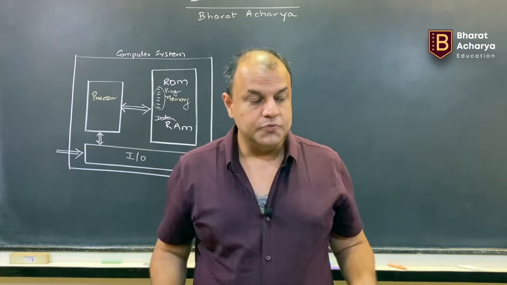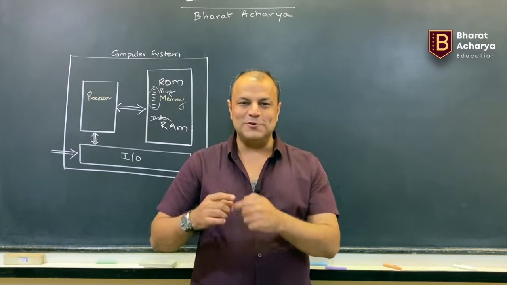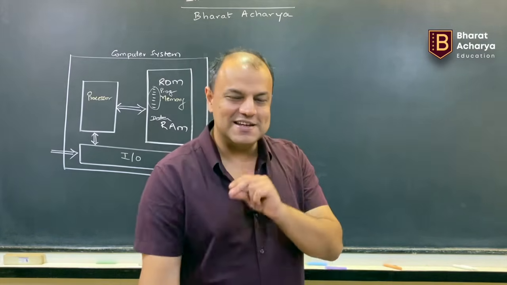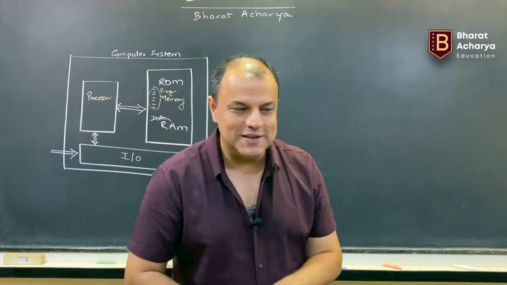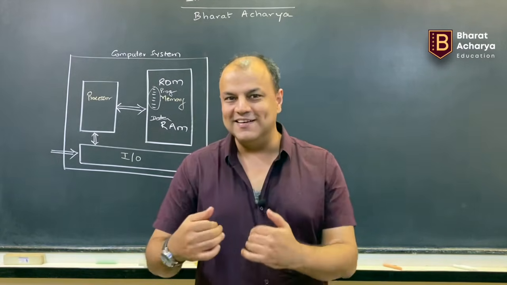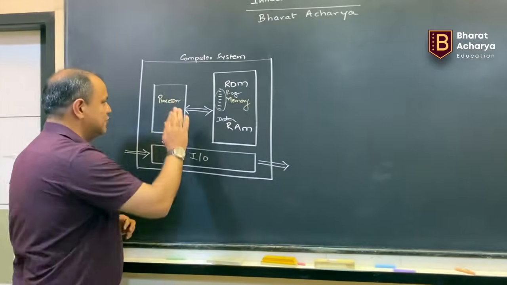Similarly, the monitor. Is the monitor creating the images? No. The monitor is displaying the images. The processing of the image is happening by the processor. The processor will process it, give it to the monitor, and the monitor will simply display the image. The printer will simply print the file, but it's not creating the file to be printed. That's created by the processor. So all the action takes place here.